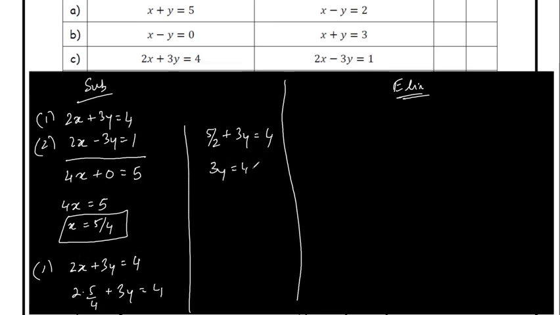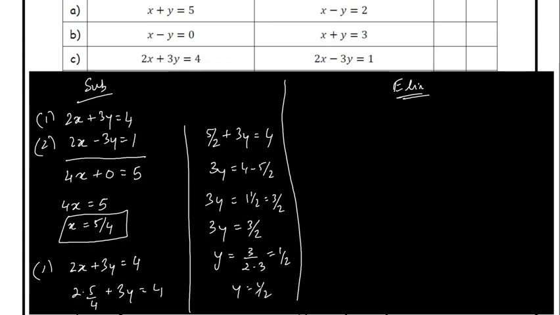So 3y is 4 minus 5 by 2. 4 minus 2.5 is 1.5. 1.5 is 3 by 2. So 3y is equal to 3 by 2 divided by 3 on both sides. So y is equal to 3 by 2 and a 3 down here. So I end up getting half. So y is equal to half. Substitution method. Now elimination method.